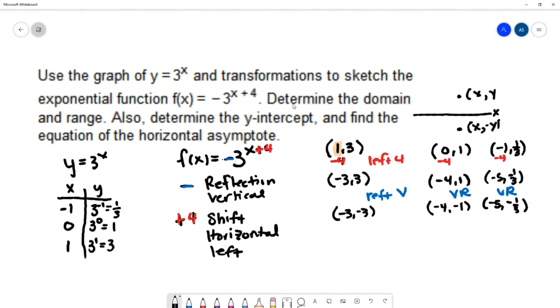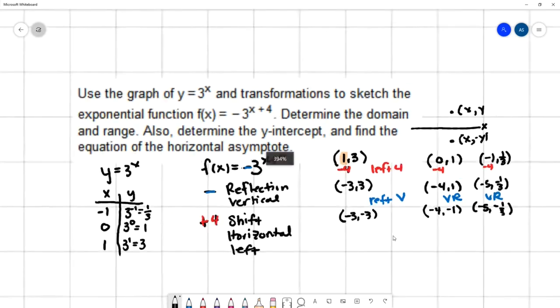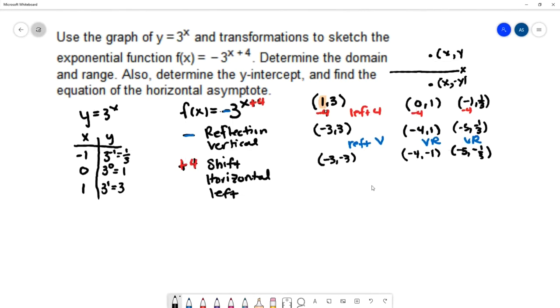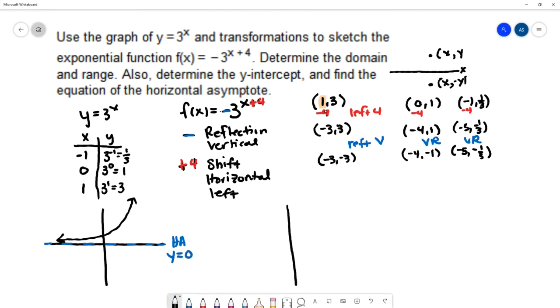And we also want to sketch the graph, find the domain and range, the y-intercept, and the horizontal asymptote. Okay, so let's do those pieces. If you'll remember your original graph, y equals 3 to the x, is a graph that looks like this. And it has a horizontal asymptote at y equals 0.